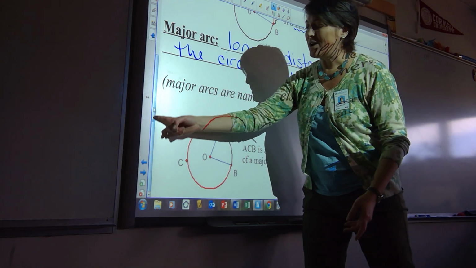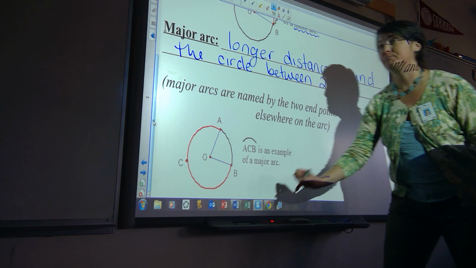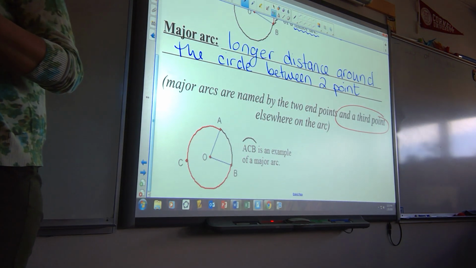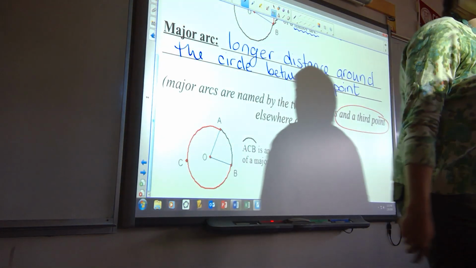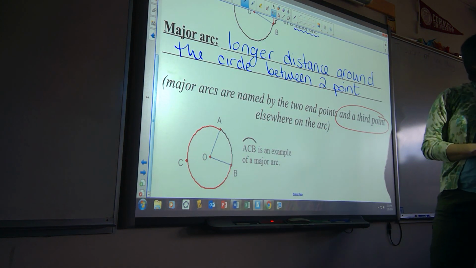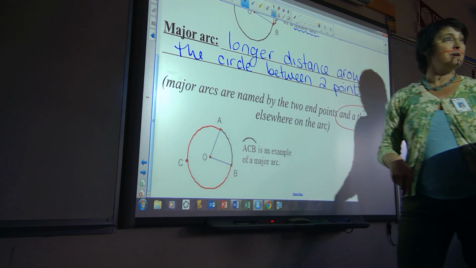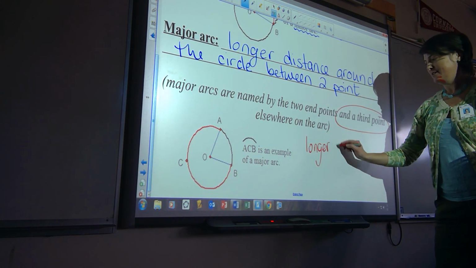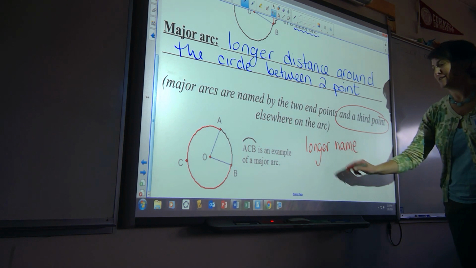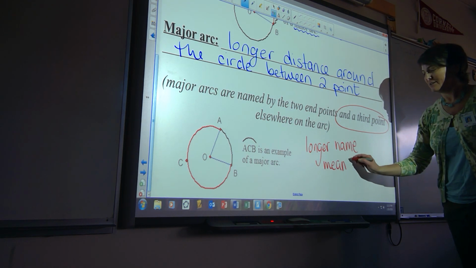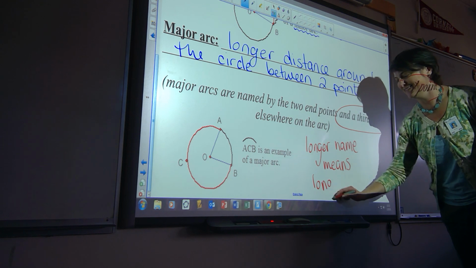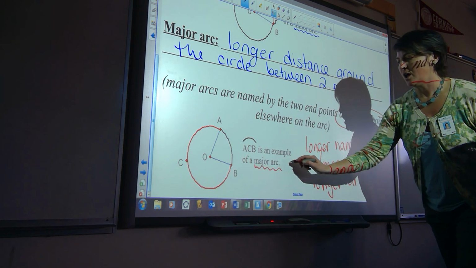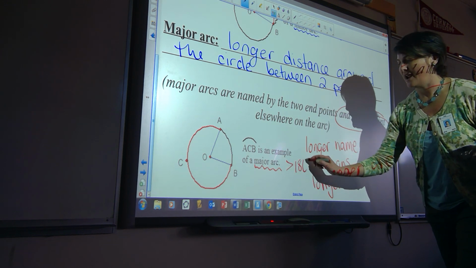So in this case, when we are naming a major arc, this is important. We will always have a third point to indicate that you went the long ways. Longer name means longer way. Longer name means longer path, longer arc. That major arc will always be greater than 180 degrees.